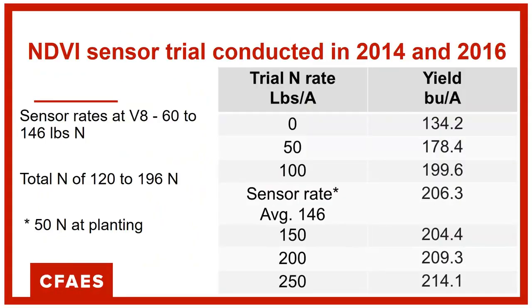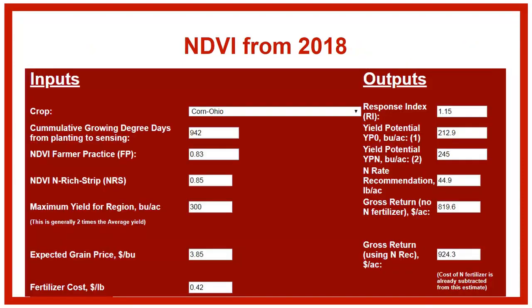In an NDVI sensor trial that was done in 2014 and 2016, the sensor average rate was 146 pounds, which grew 206 bushels of corn, and then the zero plot grew 134 and the 250 pounds grew 214. So that sensor did a good job of decreasing the total nitrogen put on while still maintaining yield. And it's not too hard if you use the handheld sensor, if you want to start there. Oklahoma houses the calculator. It's fairly easy to use.